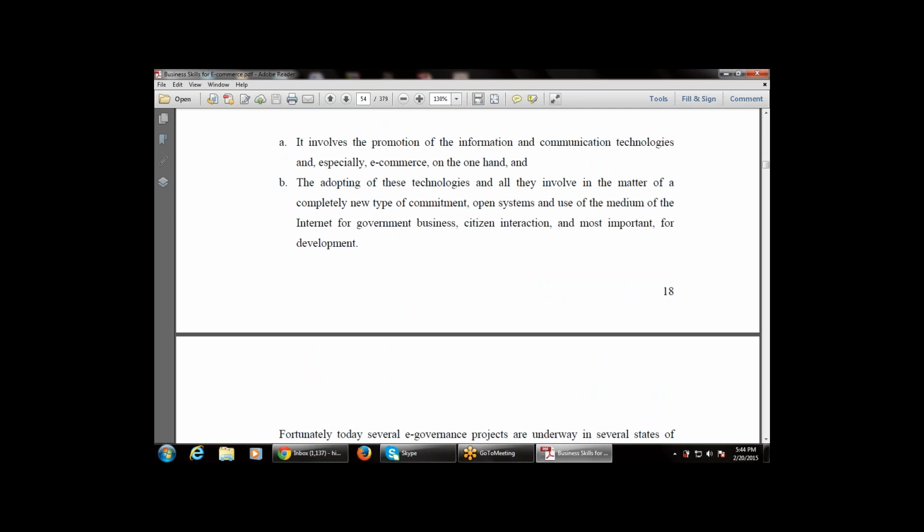I'm leaving this class here, and from Monday I will take this chapter again, that is, the challenges faced in e-governance. So that's all for today's session.